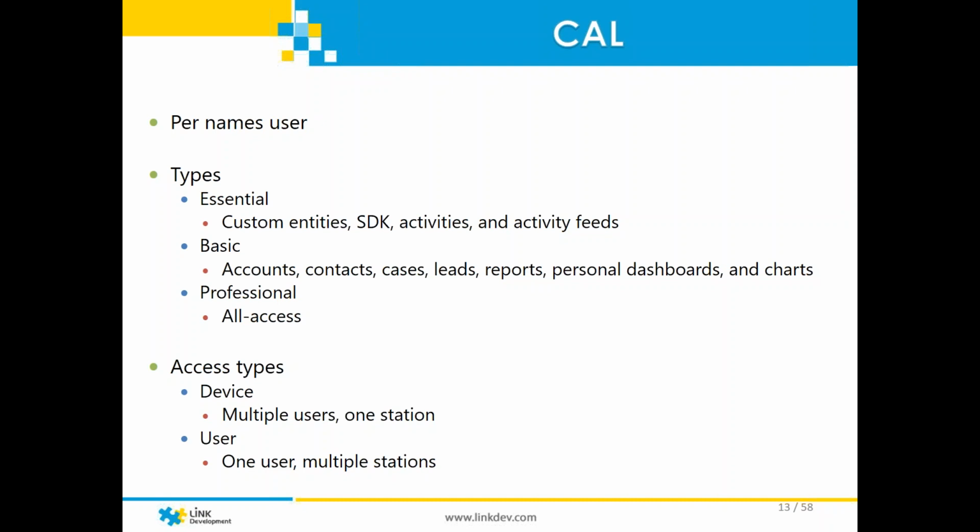There are different types of licenses as well, different levels, if you will. There is essential, basic, and professional. The essential just gives you access to this list, custom entities, SDK. SDK means that you can access it from the back end using code. And there is the activities and activity feeds, basic accounts, contacts, cases, and so on. And the professional gives you access to everything.